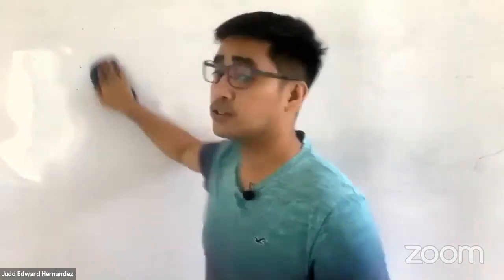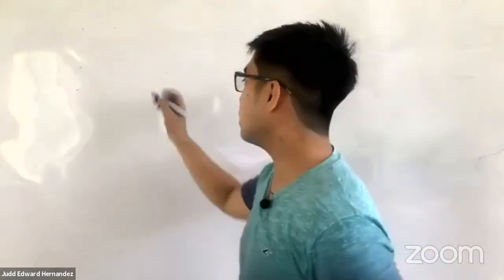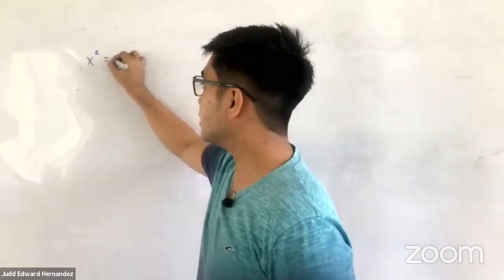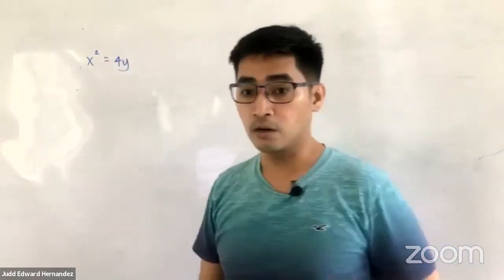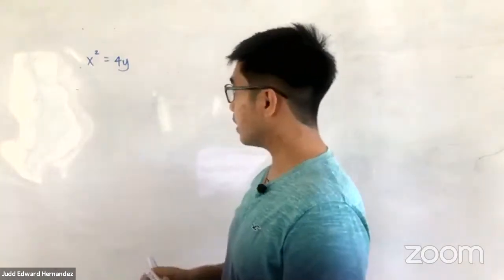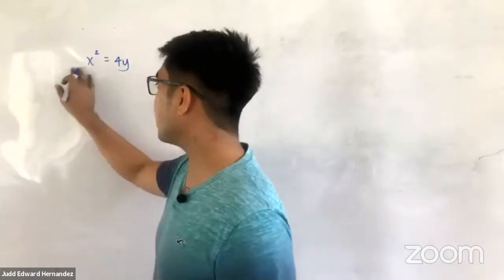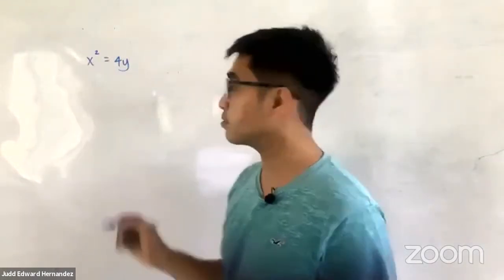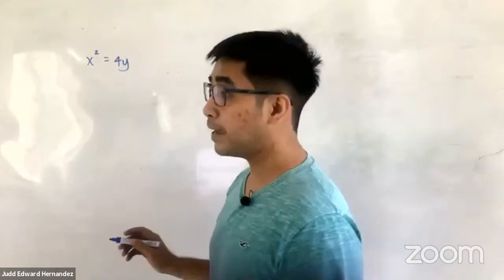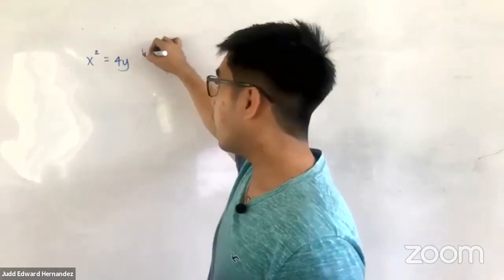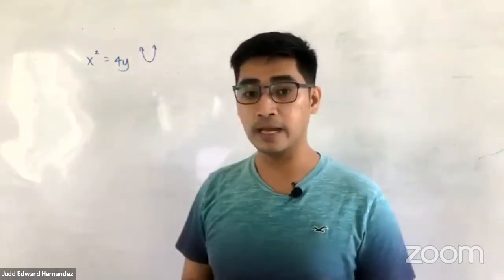Okay, so let us now try to sketch the graph of a parabola. What if you're now asked to sketch a parabola? For example, I have here x squared is equal to 4y. Or let's say this is your equation. If this is your equation, how do we know that a parabola is opening to the right, to the left, up, or down? So what do we do? So we analyze. Okay, let us first determine saan ba bubukas yung parabola natin if this is the equation. We have x squared is equal to 4y. Therefore, this opens upward. Okay, our parabola is opening upward.